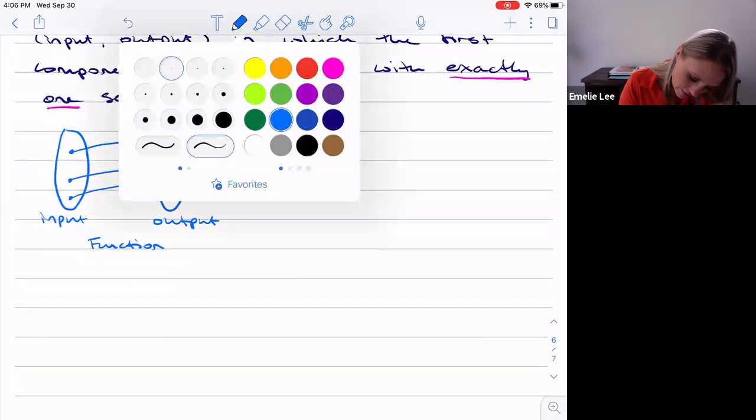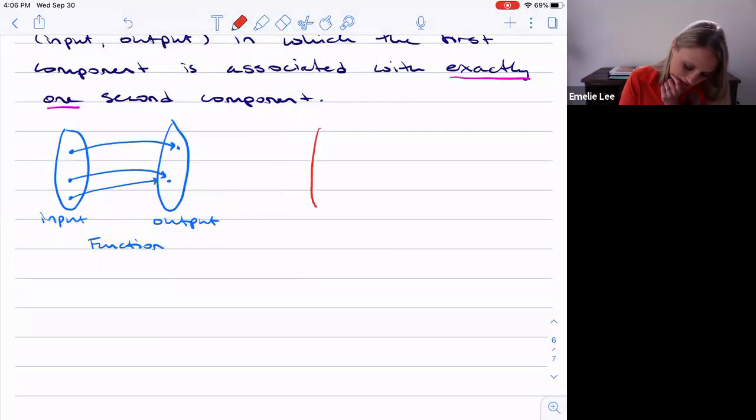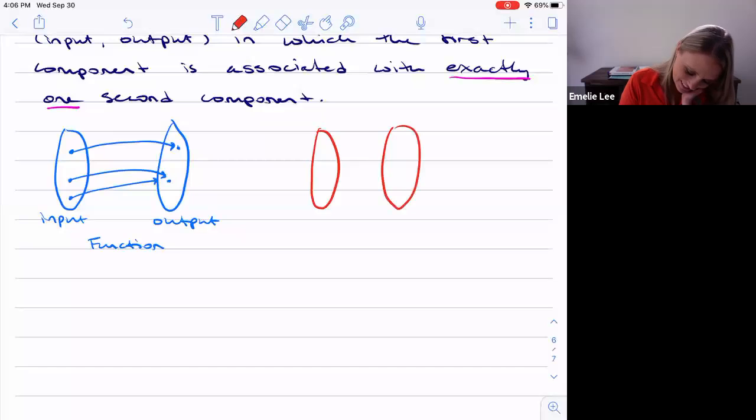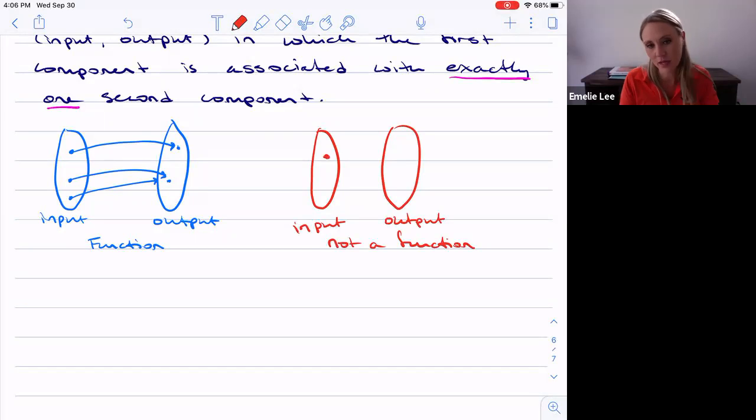And I'll scoot this over, and I'll draw, well, you hate to use green. Green means go. Here, red. Not a function would have, so just kind of recreating here, input, output. If I go from one input to two potential outputs, that's not a function.